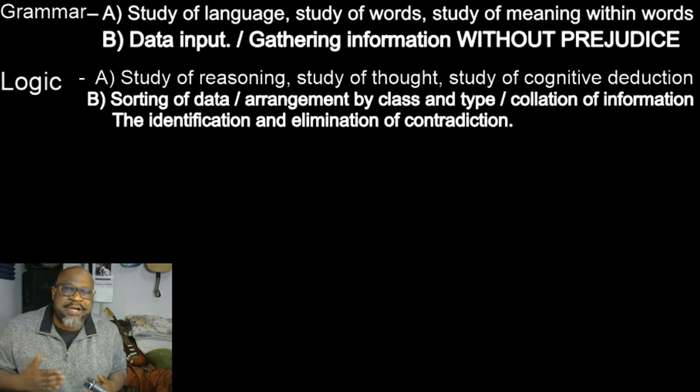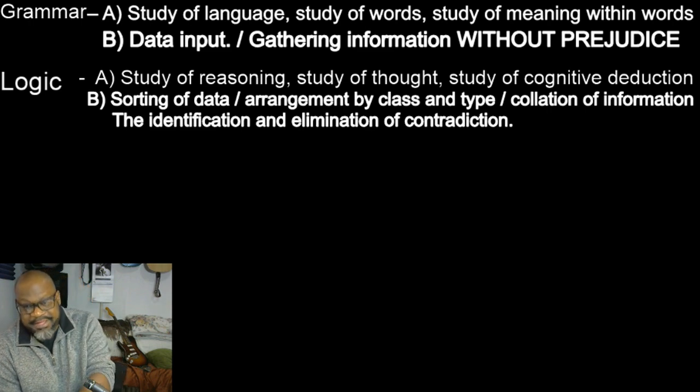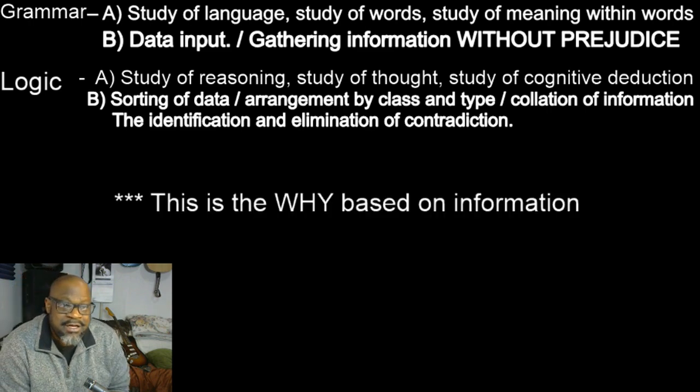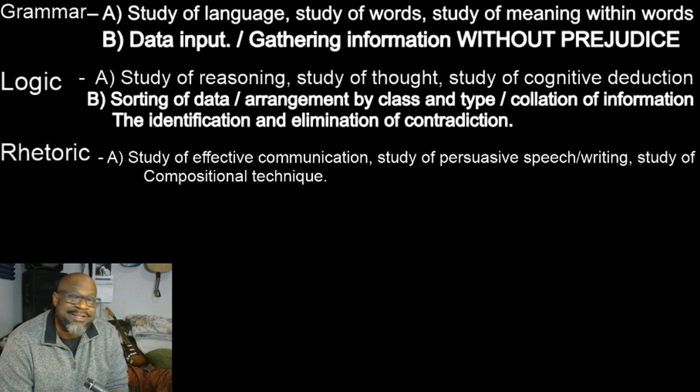Often we find it necessary to return to information gathering based on revelations made during the sorting, arrangement, and collation. This is also the step where special emphasis must be made to the identification of contradiction. Put simply, a contradiction is either a lie or a misunderstanding. Now, this is the why based on information. Our third subject of the trivium is rhetoric. Rhetoric is a study of effective communication, a study of persuasive speech or writing, or of compositional technique.